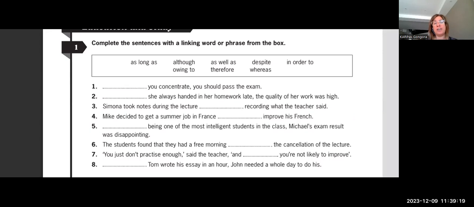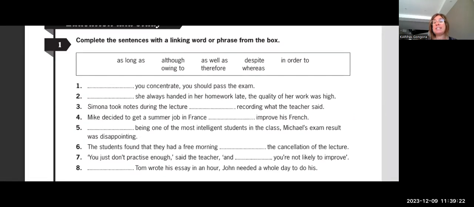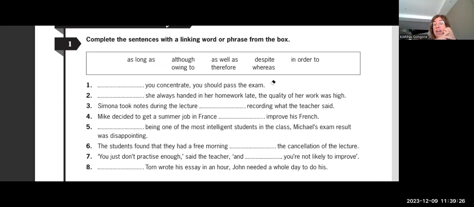Here we have connectors, right? We have conjunctions. This is a word that puts two ideas together. What we need to take into account to be able to do this correctly is not only the meaning, because they have different meanings. For example, as long as is condition, although is contrast, as well as is comparing and adding, despite is contrast again, in order to is purpose, owing to is reason. Therefore is concluding. And whereas is a comparison. All right? Okay, do it. 5 minutes. Remember the structures.